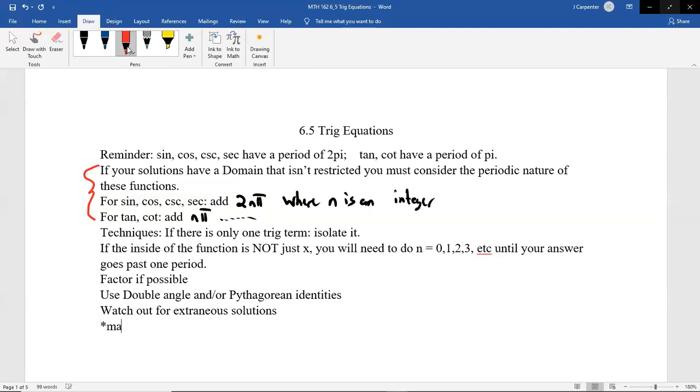And dealing with that, it's mainly an issue. I forgot to put my little star here as well. That is mainly an issue for sine and cosine, which are bound between -1 and 1.